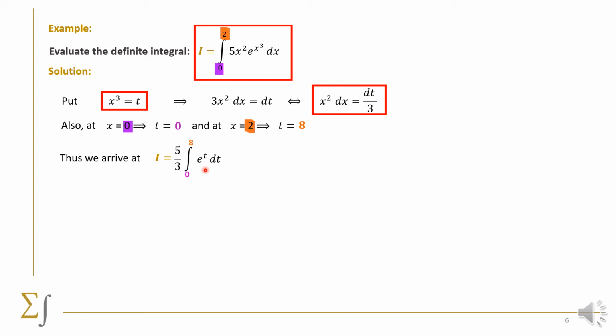What's the integral of e power t? It's e power t over 1. So this is e power t, and the 5 over 3 is here also. So we put our lower limit 0, our upper limit is 8, and then we apply the fundamental theorem of calculus where we have e power 8 minus e power 0 as follows. So this is equal to 5 over 3 times e power 8 minus e power 0, which is 5 over 3 times e power 8 minus 1. Now let's see another example.